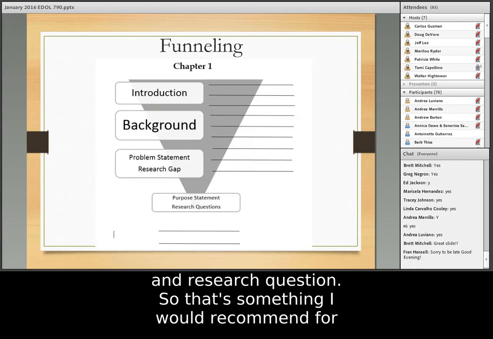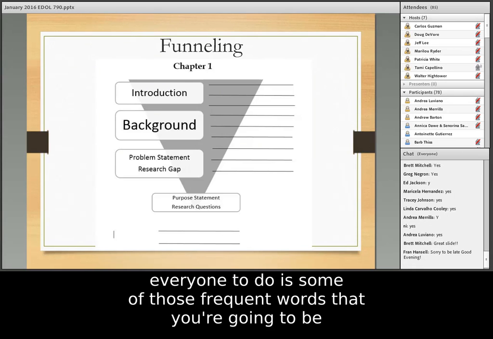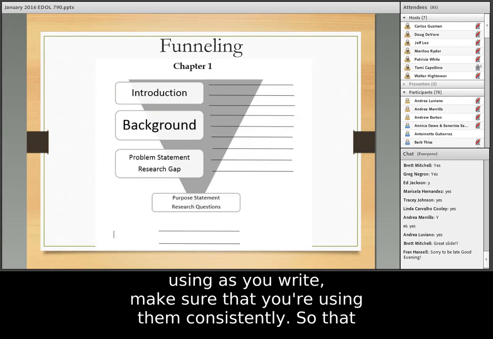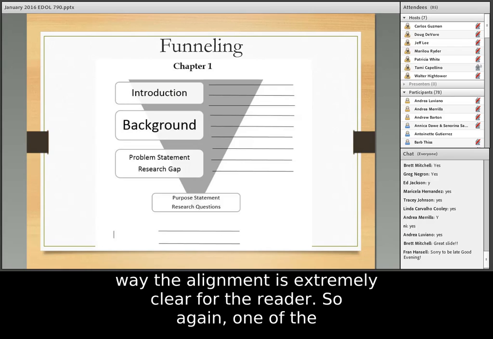So that's something I would recommend for everyone to do, is some of those frequent words that you're going to be using as you write, make sure that you're using them consistently. So that way the alignment is extremely clear for the reader.